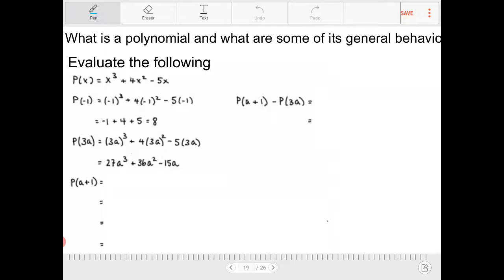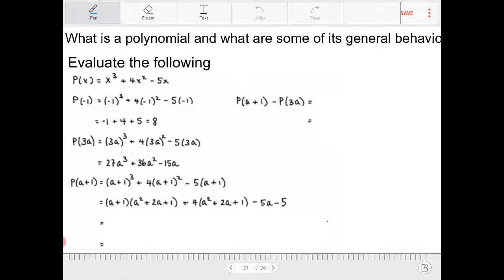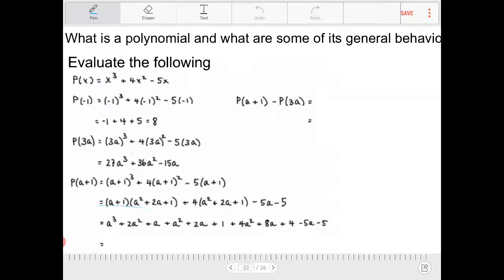Next, we're going to find out what p of a plus 1 is. Again, wherever I see x, I will replace that with a plus 1. Let's FOIL out a plus 1 cubed, and that is a major drag, I know, but I want to do it in steps. So it's really a plus 1 times a plus 1 squared, which is a squared plus 2a plus 1. And then a squared plus 2a plus 1 again, because that's what a plus 1 squared is. And I distribute the -5. FOIL out this guy right here.